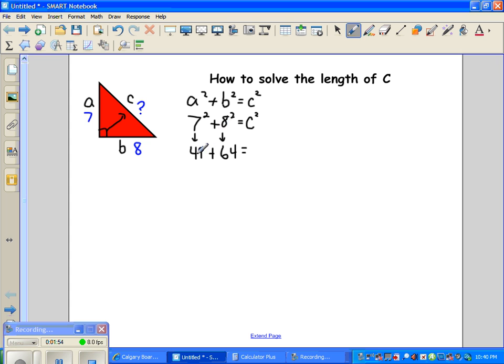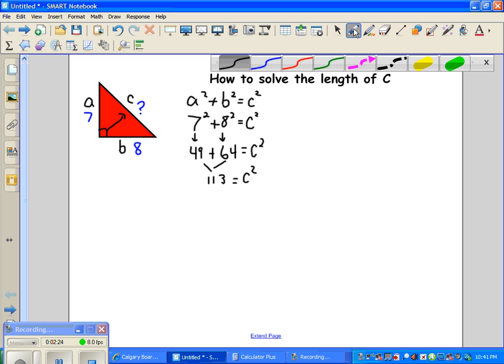Those two areas, the area of the square on A plus the area of the square on B, should add up to the area of the square on C. So we'll total those two to make it even simpler to look at. That equals 113, and that is equal to the area of the square on C.